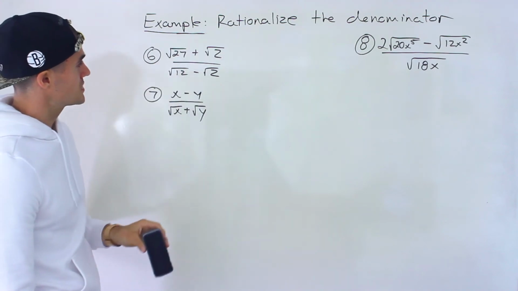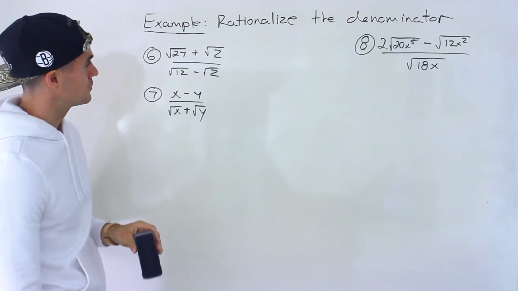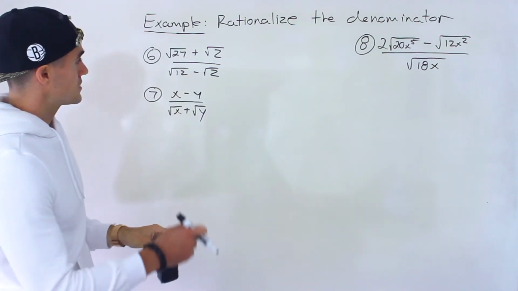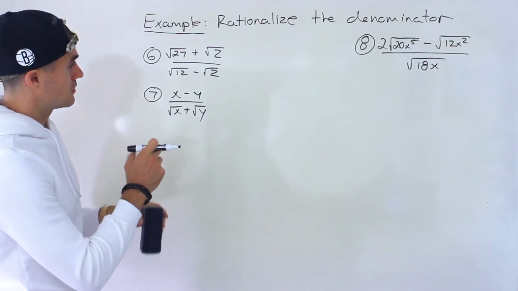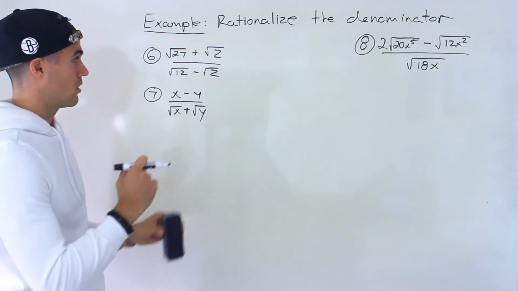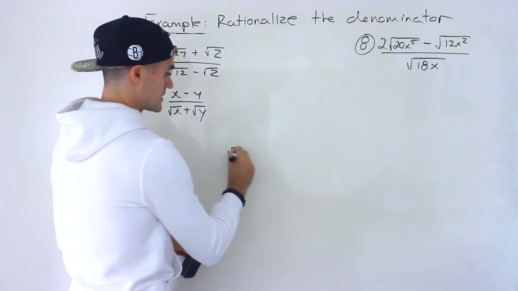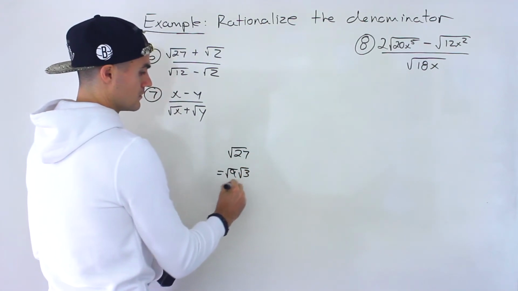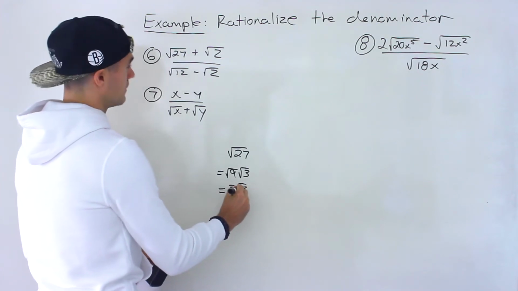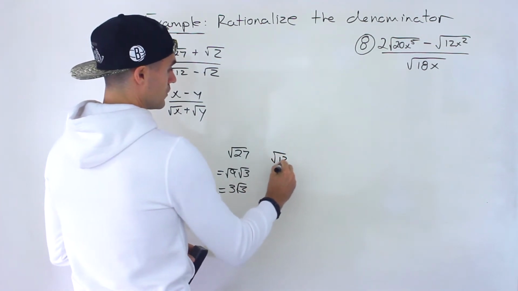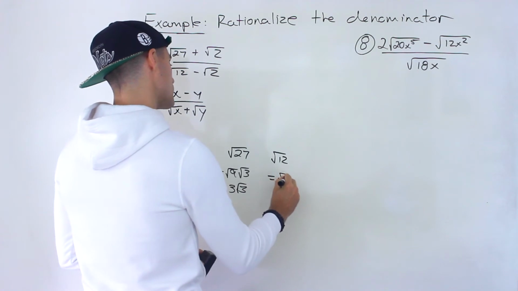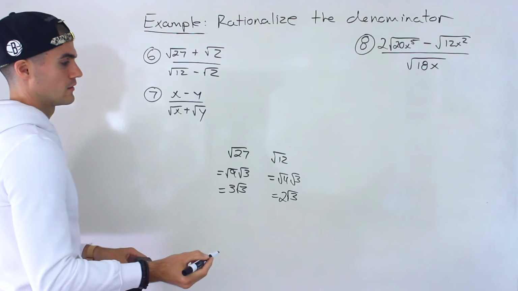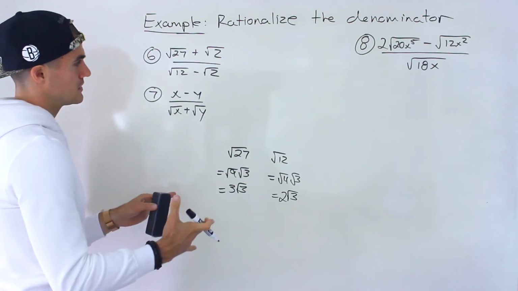Now moving on to number 6, we got root 27 plus root 2 over root 12 minus root 2 here. So this is an example where the radicals initially are going to simplify. Notice that root 27, we can simplify that. We could break that down into root 9 times root 3, which would end up being 3 root 3. And then the root 12 simplifies to root 4 times root 3, which would end up being 2 root 3, like that.